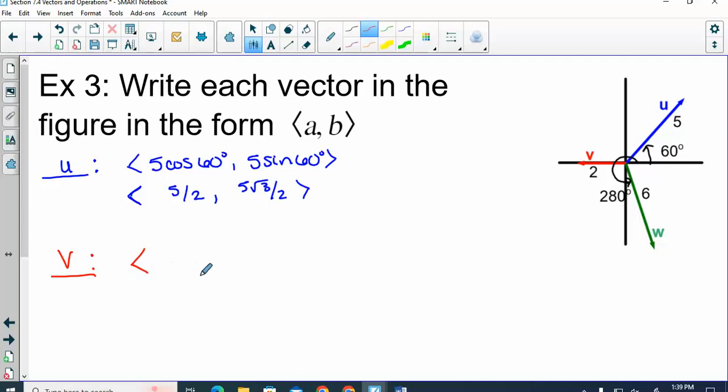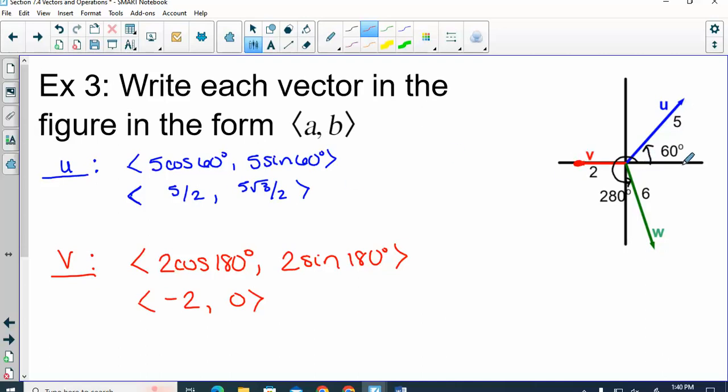Vector v. What's the magnitude? Times the cosine, what's the angle? 180 degrees. What's cosine of 180? -1, so 2 times -1 is -2. What's the sine of 180? And 2 times 0 is... Does it seem reasonable that this endpoint is at -2, 0? Yeah. That's what the vector is giving us, the endpoint.